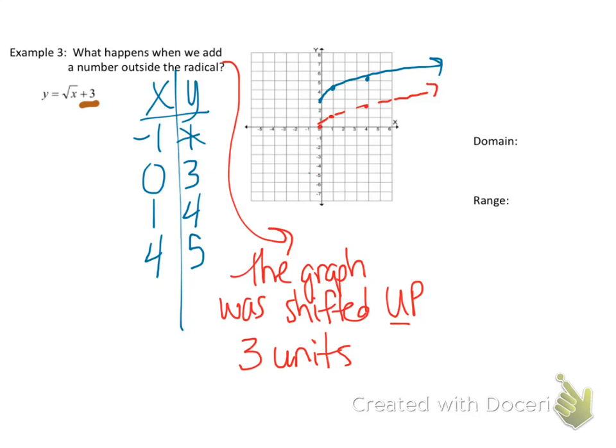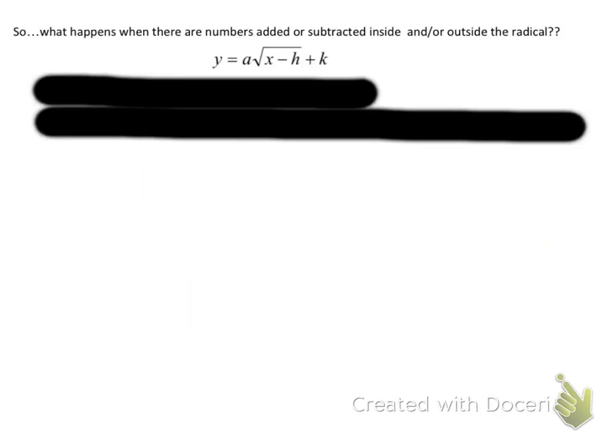And once more, let's take a look at our domain. How far left does this graph go? Again, it starts at 0. How far right? It goes on forever. How far down does this graph go? It starts at 3. 3 is my lowest number for my y-coordinate. And how far up will it go? It's going to go up to infinity. So, what happens when there are numbers added or subtracted inside or outside of the radical?